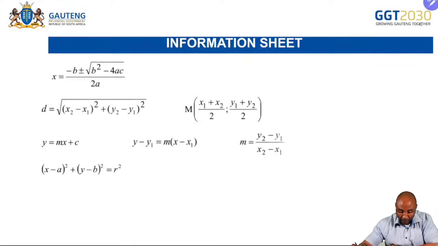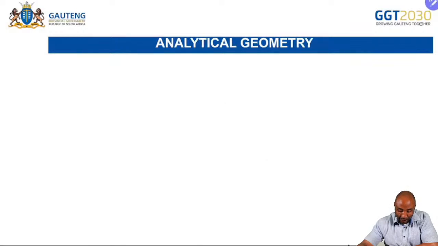We move on now to the next topic, analytical geometry. We always have that formula for our distance, our midpoint, we also have the equation of our straight line, we have the formula for gradient, and we know that the tan of the angle of inclination will give us the gradient, and we have the equation of a circle.